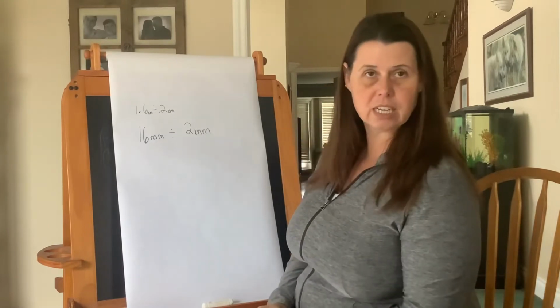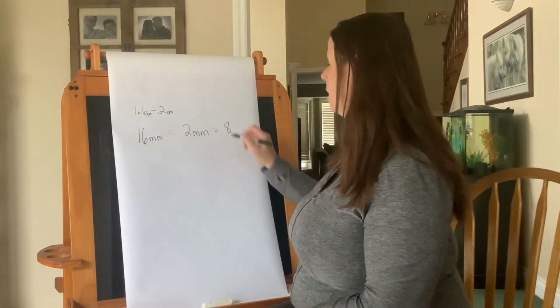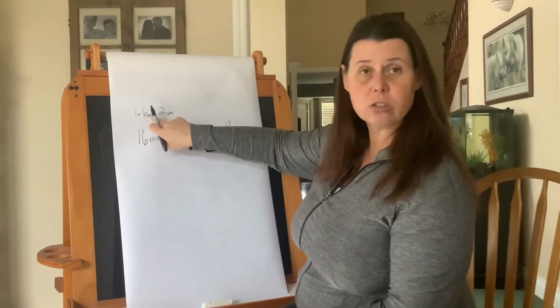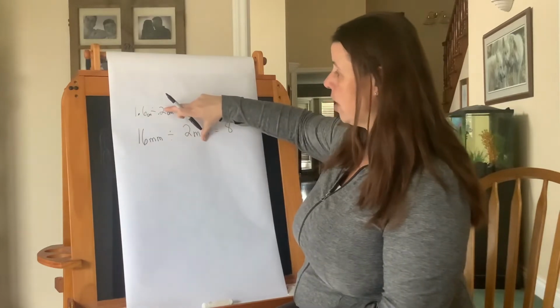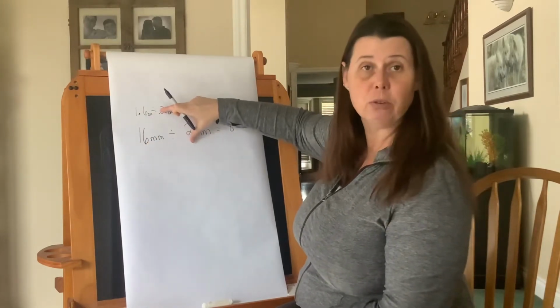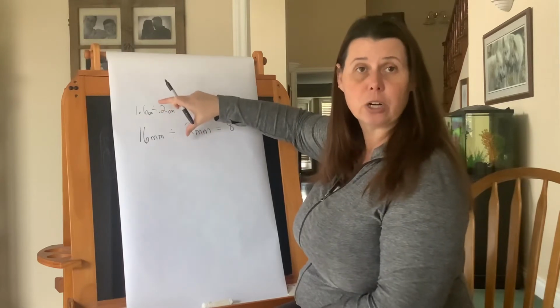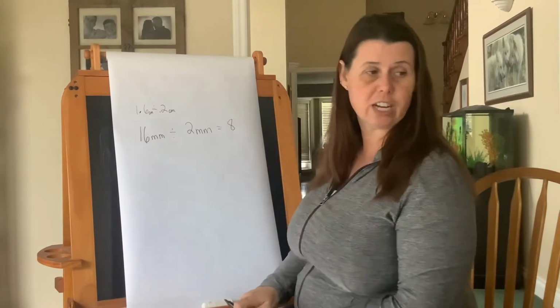I can do 16 divided by 2 super easy. So I know that it's 8, which is also the same answer here because these are equivalent fractions. So while this is bigger, this is the same amount bigger. So it's the same number, so I get the same answer. It's just an equivalent fraction.